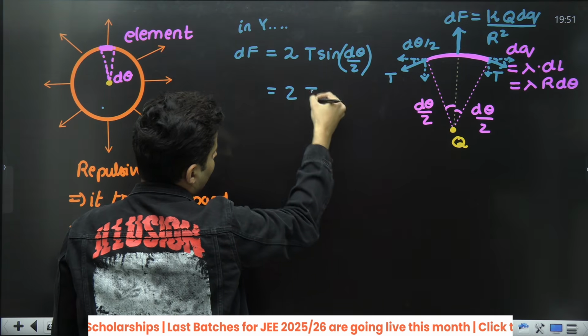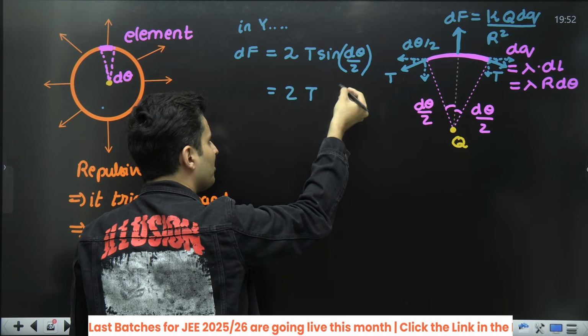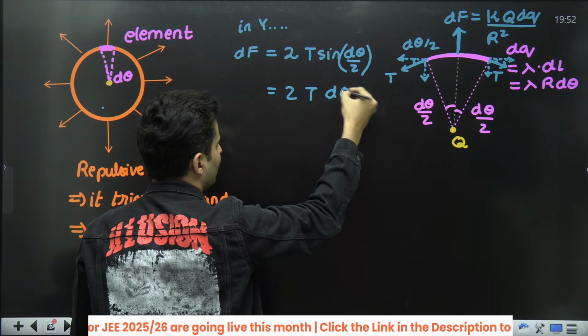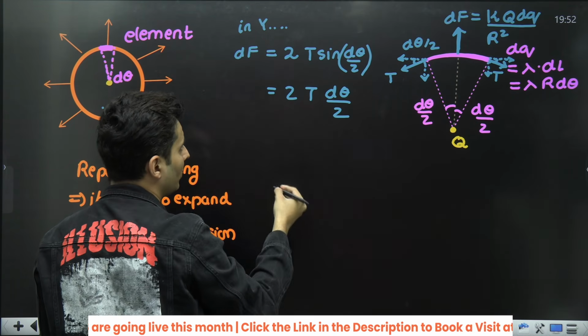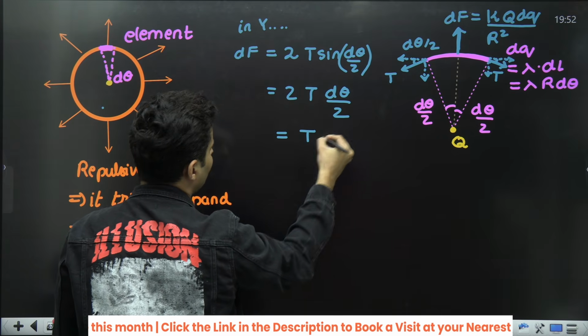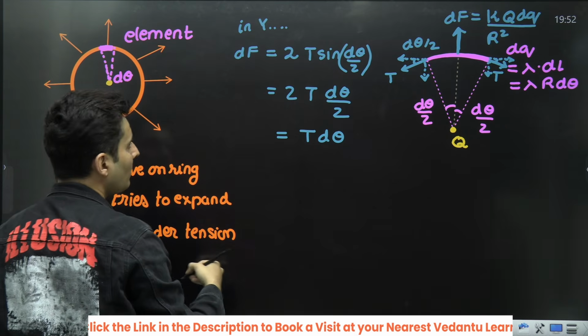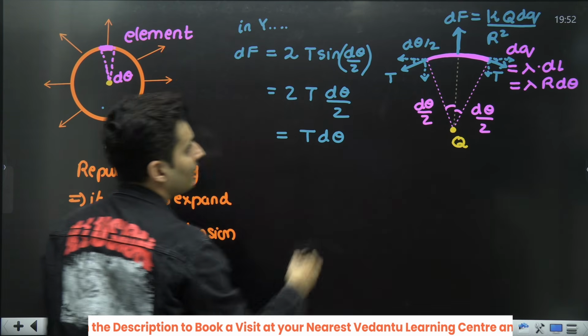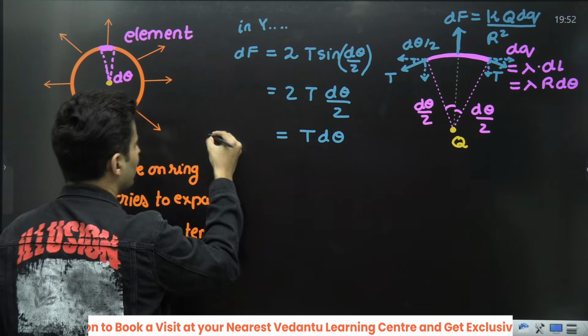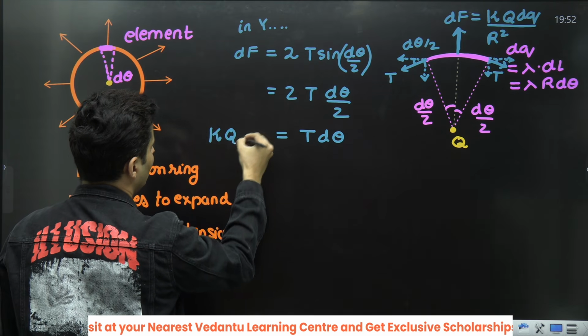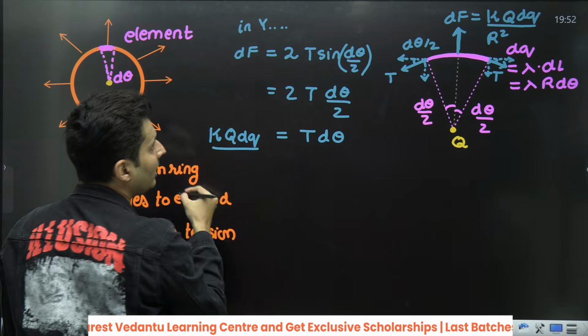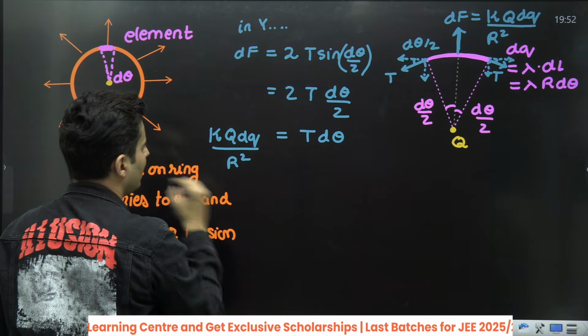Now, the interesting thing is sine of a small angle is the small angle itself. So I can just write it as d theta by 2. I need not put sine. The 2 will cancel, so it will just become T d theta. Okay, what is dF? We just figured it out over there. It was k q dq divided by r square.